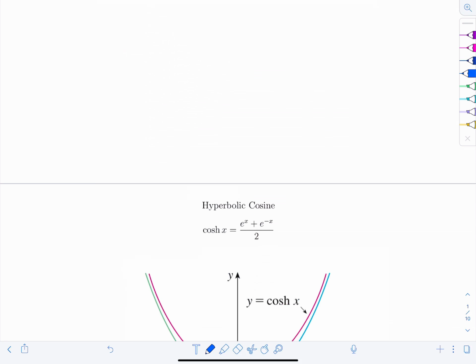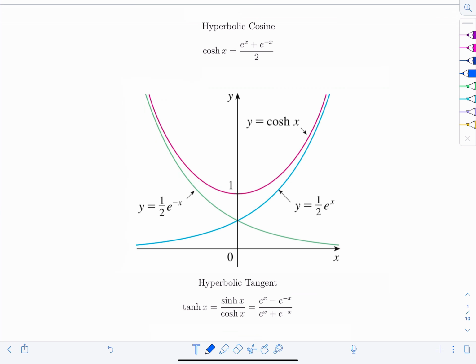Okay, we've got a hyperbolic cosine. Only difference is now you're adding together both powers of e. So you have e to the x plus e to the negative x divided by 2. So here's 1/2 e to the negative x, 1/2 e to the x. If you add them together, you get hyperbolic cosine, which kind of looks like a parabola, but it's not. And its min occurs at (0, 1). Right there. You can see it. Again, saying hyperbolic cosine is a mouthful, so you can just say cosh of x. Remember the definition for hyperbolic sine and for hyperbolic cosine.